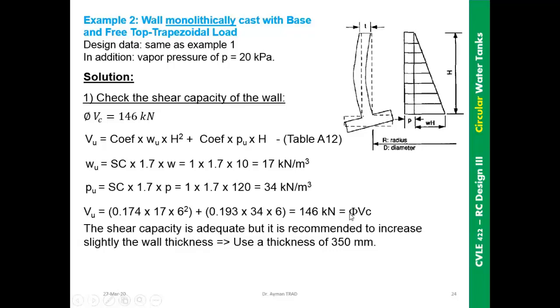We notice here that both are exactly equal. Of course the ACI code says that 5VC must be higher or equal to V ultimate. So higher or equal, here it's equal, meaning it's acceptable, but it will be recommended to increase the shear capacity. Because usually in most applications we have a higher reserve of shear capacity, so that we don't face problems later on in the flexural design, where the section comes out not tension controlled, with over reinforcement. So now we'll increase the wall thickness. It was 300, we'll try 350 mm.